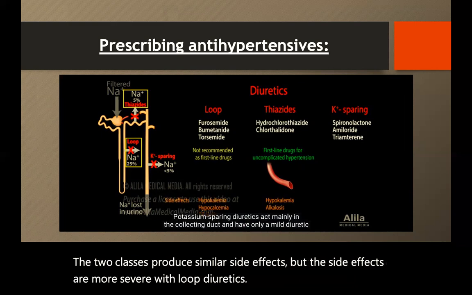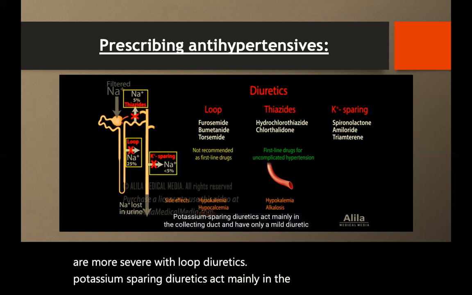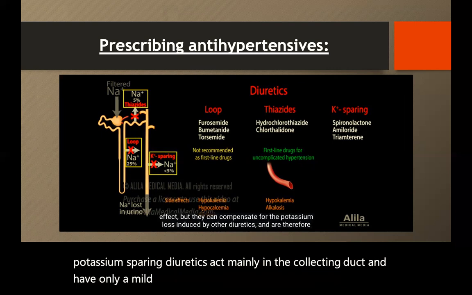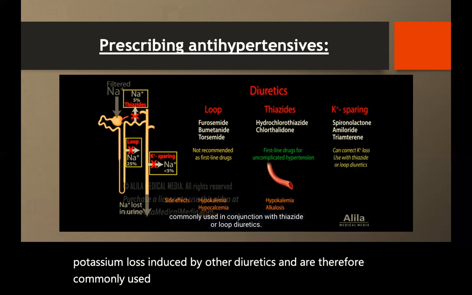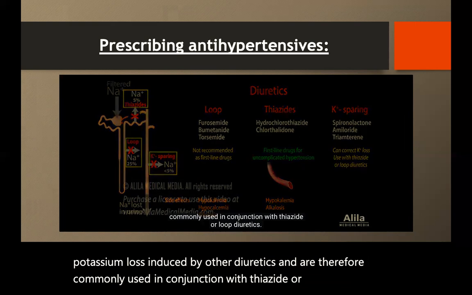Potassium sparing diuretics act mainly in the collecting duct and have only a mild diuretic effect, but they can compensate for the potassium loss induced by other diuretics and are therefore commonly used in conjunction with thiazide or loop diuretics.